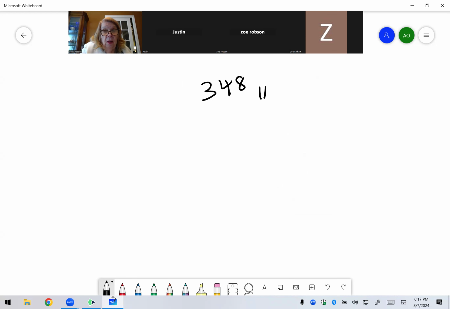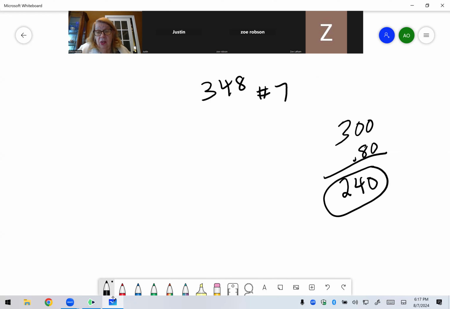348, number 7. This is module 2. So if we have 300 seeds and 80% sprouted, all we have to do is multiply and we would get 240. And that's module 2.